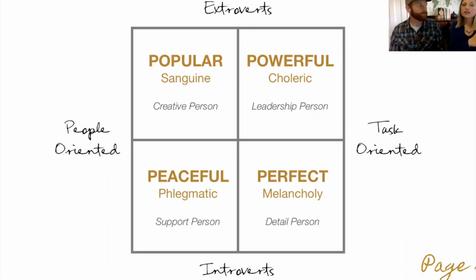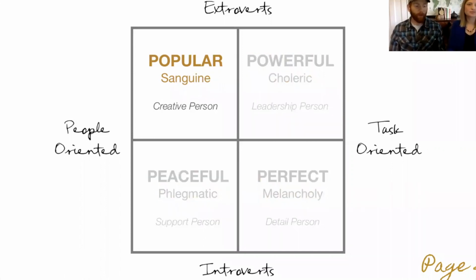This narrows it down to just 2 spectrums and how that creates differences. So it's a real simple model getting down to the basics, and that's why we focus on this one. So starting off, we're going to talk about popular sanguine.